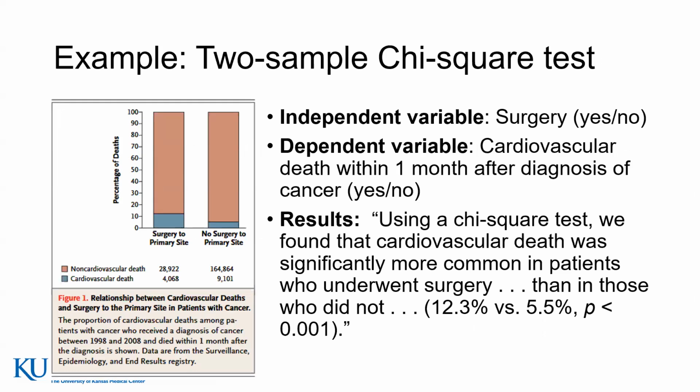So we're going to go through another example. Like I said before, the two-sample t-test is used when we're interested in drawing conclusions about a continuous outcome variable. But when we have a categorical outcome variable, we use what's called a chi-squared test, where we have both a categorical independent variable and a categorical dependent variable.